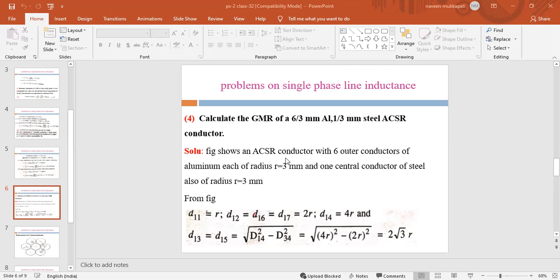The figure shows the ACSR conductor, that means the aluminium conductor steel reinforced, with 6 outer conductors of aluminium, each of radius R equal to 3 mm, and one central conductor of steel, also of radius R equal to 3 mm.